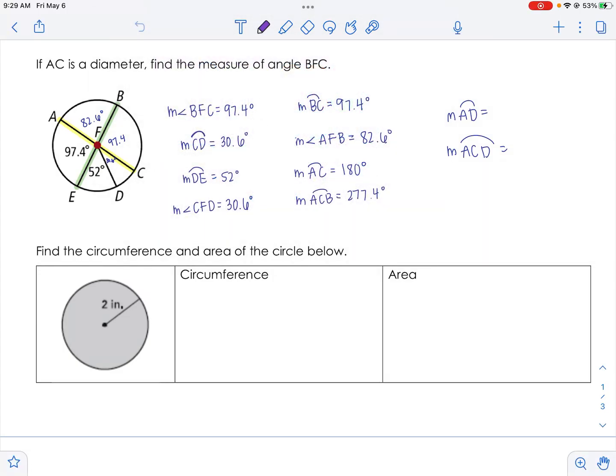And we're back. So taking a look at this particular circle, I know that the radius is 2 inches. And I know that's the radius because it goes from the center out, and the diameter would go all the way across. So it wants me to find the circumference and area.